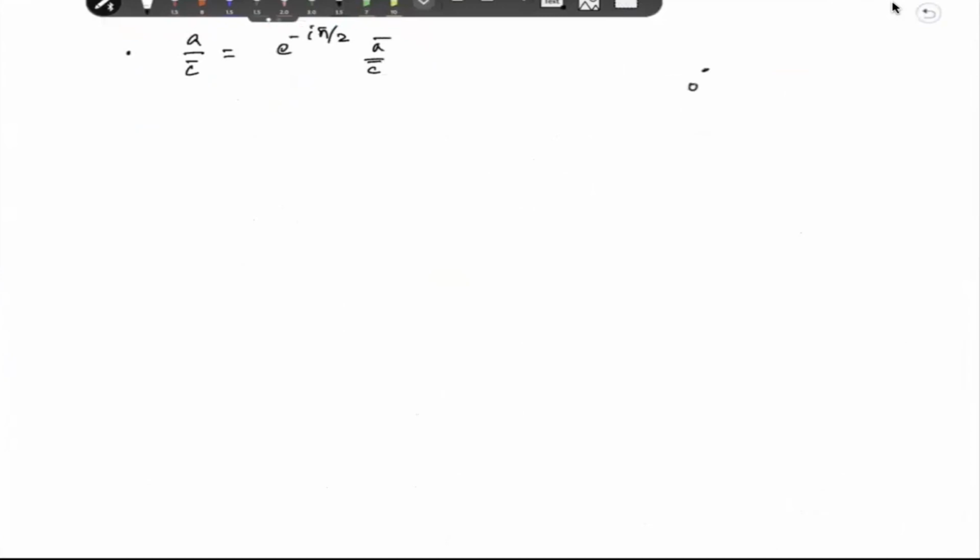Yeah. So if I draw a picture here, both these points lie at the same distance from the origin. So this angle is pi by 2. Therefore we have this thing. So A by C bar is equal to e to the power minus i pi by 2 times A bar by C bar. Okay, so that is, this A is equal to minus i times A bar. Okay, so let us call this equation the star equation.